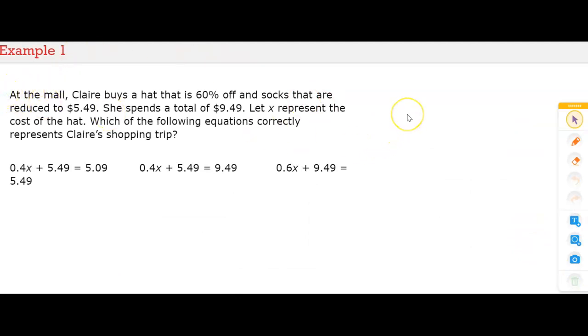At the mall, Claire buys a hat that is 60% off and socks that are reduced to $5.49. She spends a total of $9.49. Let X represent the cost of the hat. Which of the following equations correctly represents Claire's shopping trip?